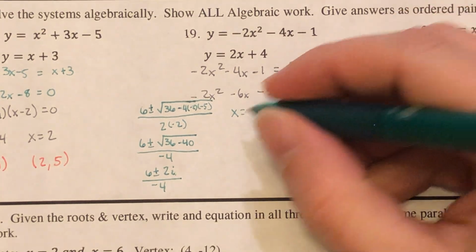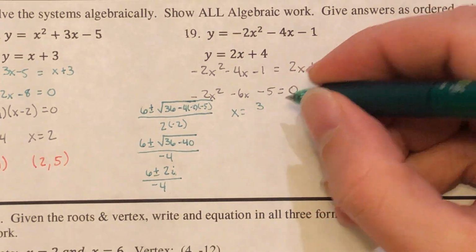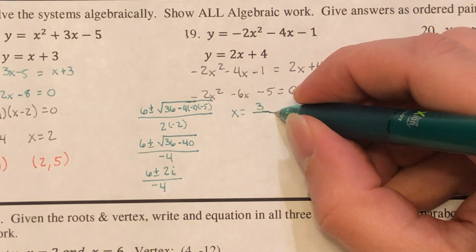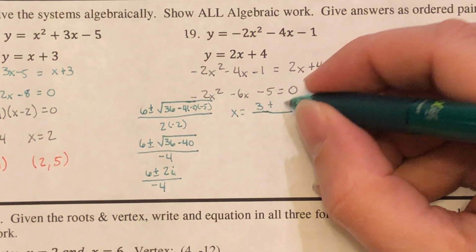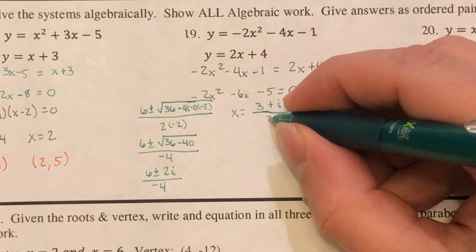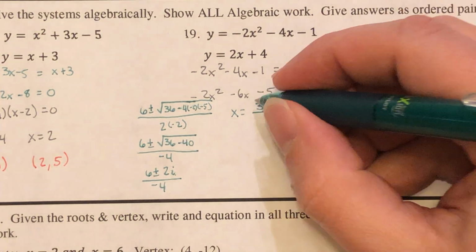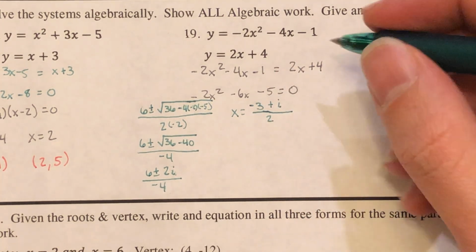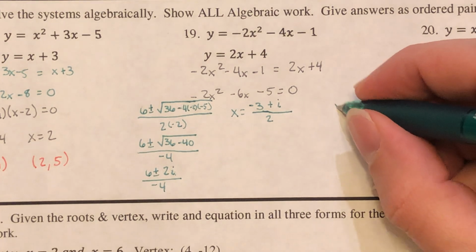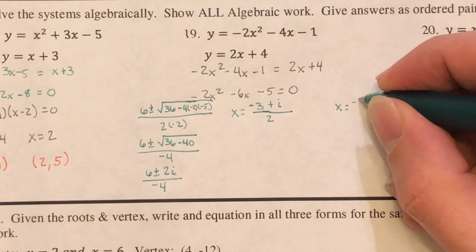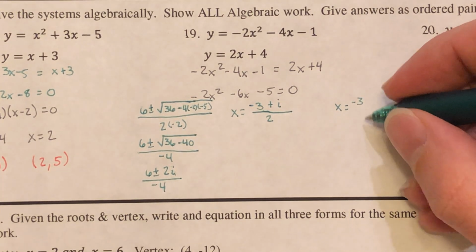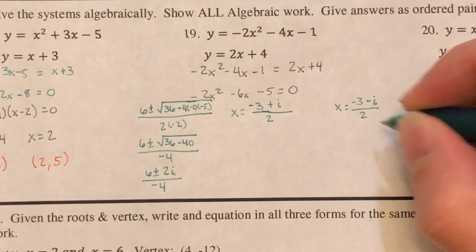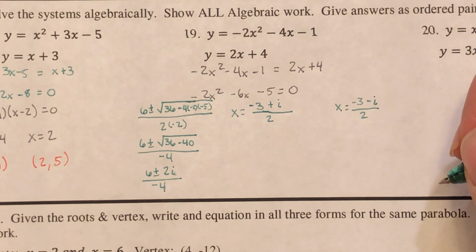I get x equals negative 3 plus i divided by 2. My other x value is negative 3 minus i divided by 2.